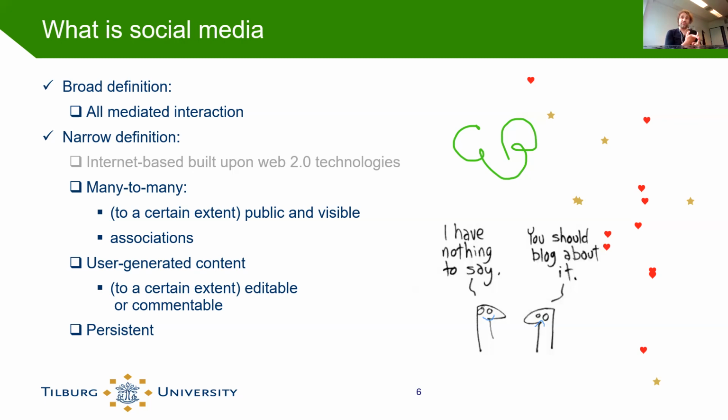There's one aspect of many-to-many and of social media in general that we haven't talked about, and that is the association part. And that may be also one of the most important characteristics of social media.